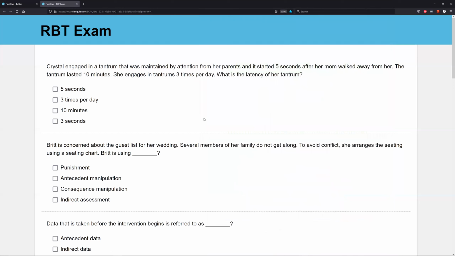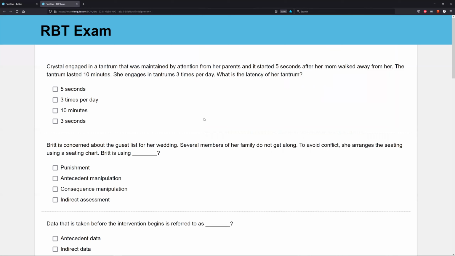Our questions. Question number 1. Crystal engaged in a tantrum that was maintained by attention from her parents, and it started 5 seconds after her mom walked away from her. The tantrum lasted 10 minutes. She engages in tantrums 3 times per day. What is the latency of her tantrum?